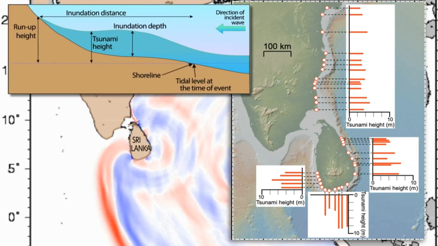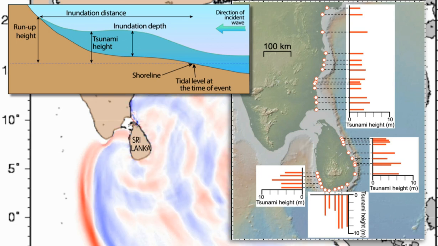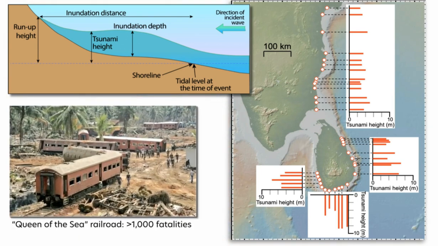The second and third waves arrived with heights in Sri Lanka up to almost 9 meters, run-ups locally over 12 meters, and inundation distance reaching 2 kilometers. The tsunami wrapped around to the southwest coast, where it swept over a passenger train, causing more than 1,000 fatalities, the largest rail disaster death toll in history.